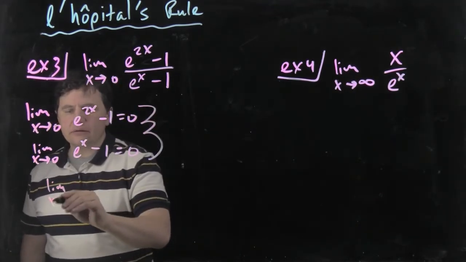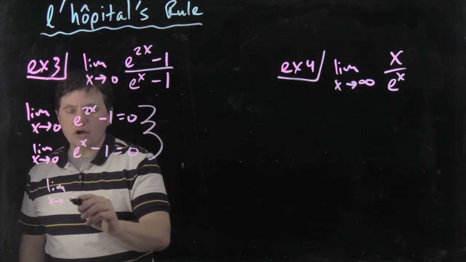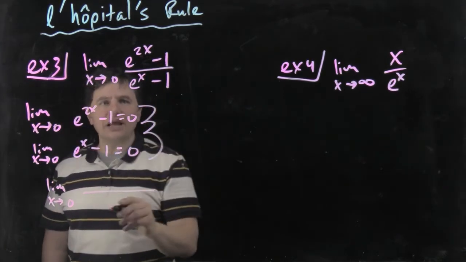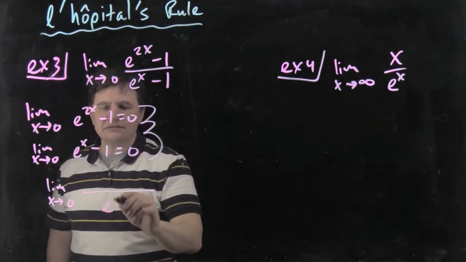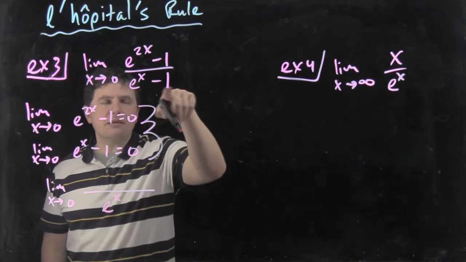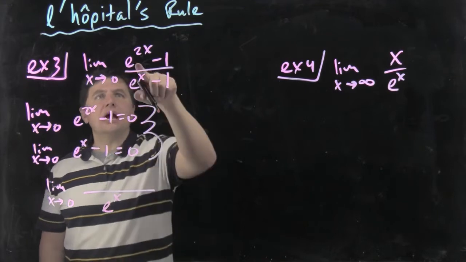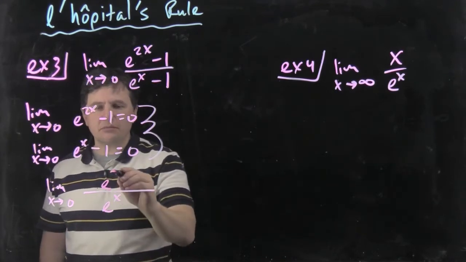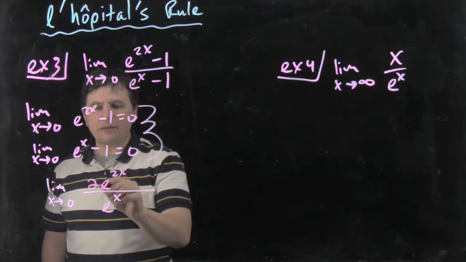So once again, we're going to take the derivative of the numerator separate from the derivative of the denominator. Derivative of the denominator, that's just e to the x. Derivative of e to the x is e to the x. The minus 1 zeroes out. Derivative of e to the 2x, we have to use chain rule. So the derivative of e to the blob is e to the blob, and then take the derivative of the blob, and there you go.